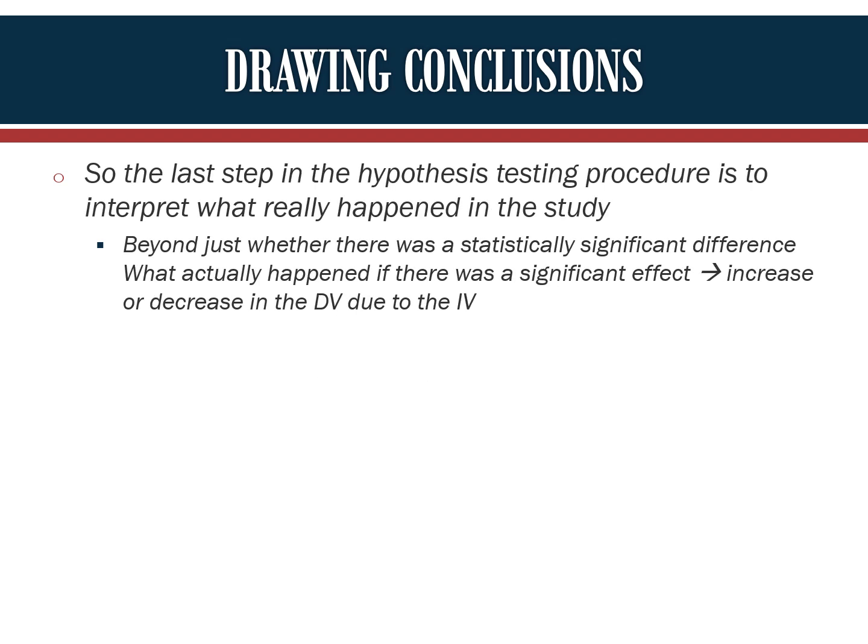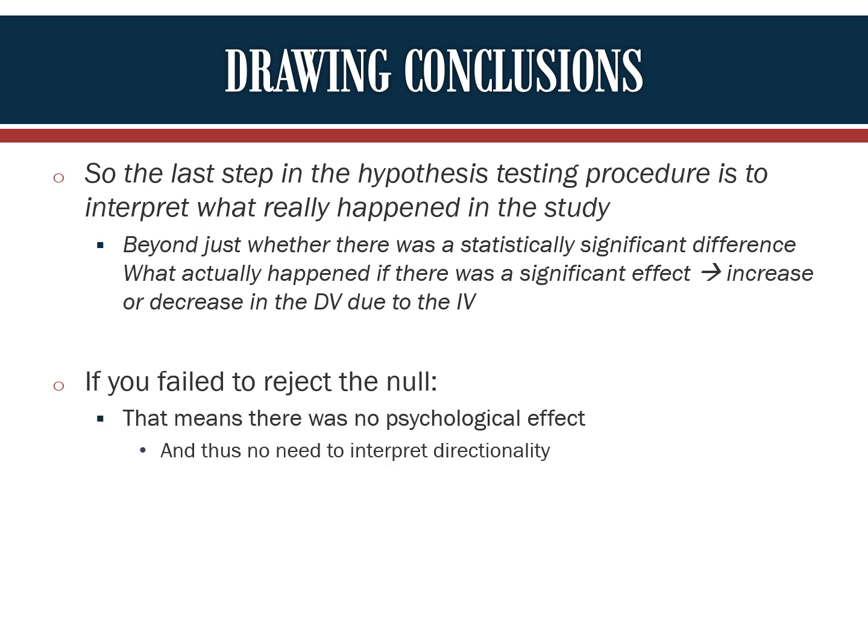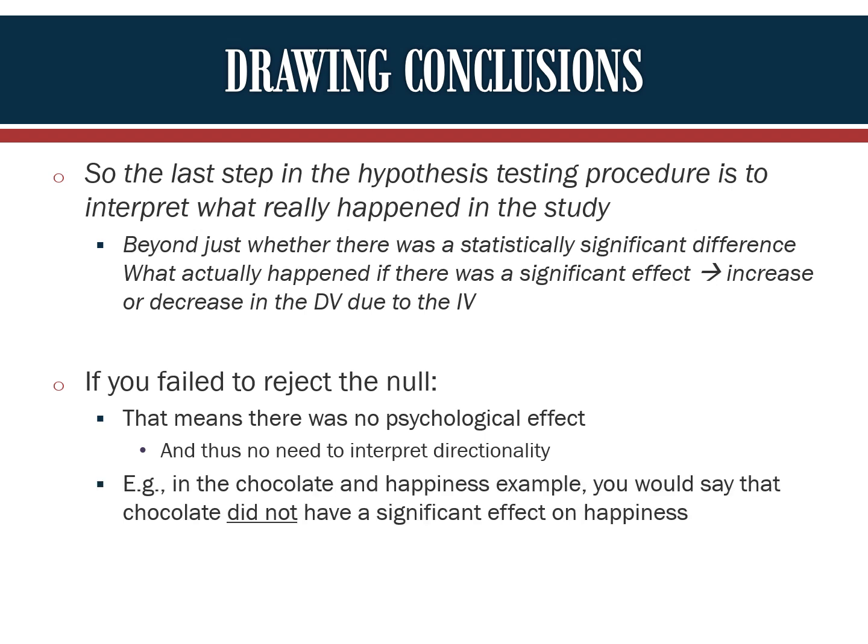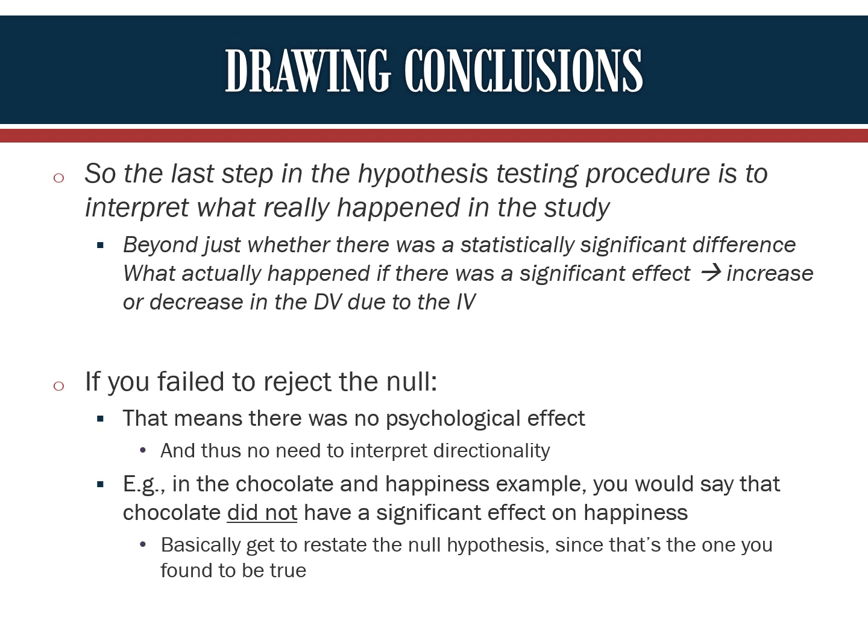All right, so it's pretty simple what to do if you are failing to reject the null. So if you do your study, you find, okay, didn't get to reject the null, I have to say I'm not statistically significant. If you fail to reject the null, it means there's no psychological effect, and therefore there's no need to interpret any directionality. So if there's no effect of chocolate on happiness, then you don't have to say whether it increased or decreased happiness because it didn't do either, right? It did nothing to happiness. So for example, in the chocolate and happiness example, you would say that chocolate did not have a significant effect on happiness. Basically, if you fail to reject the null, you get to just restate the null hypothesis since that's the one that you supported, that's the one that you found to be true.